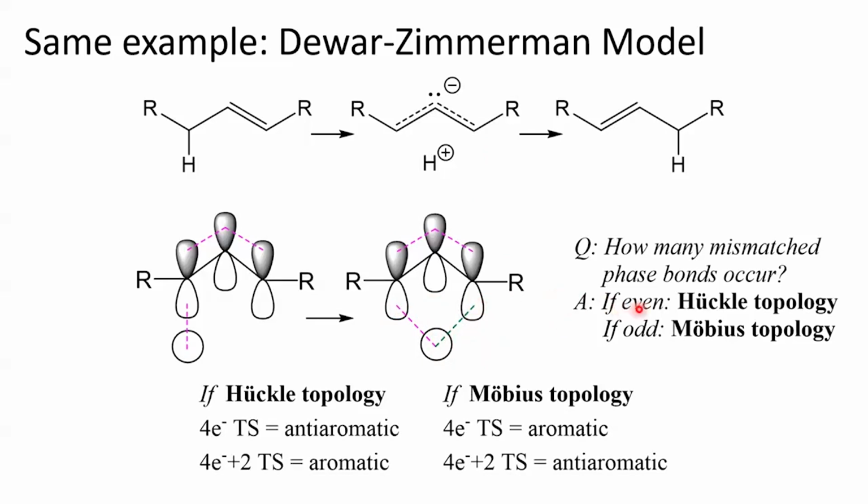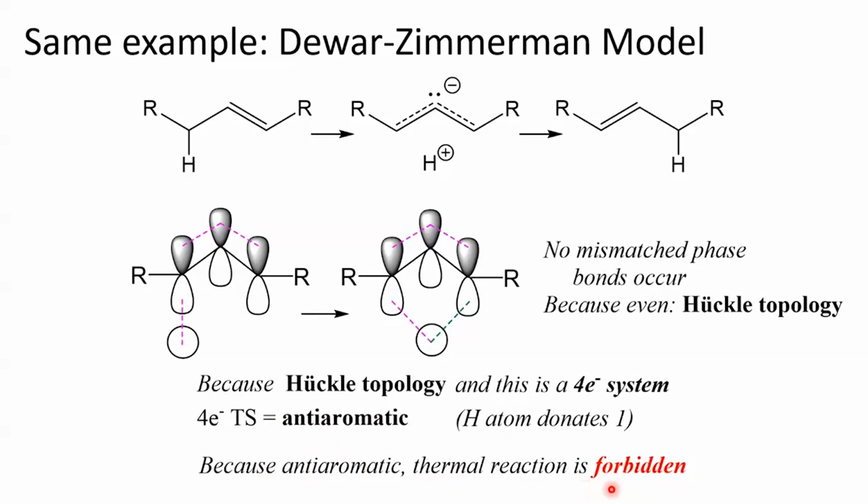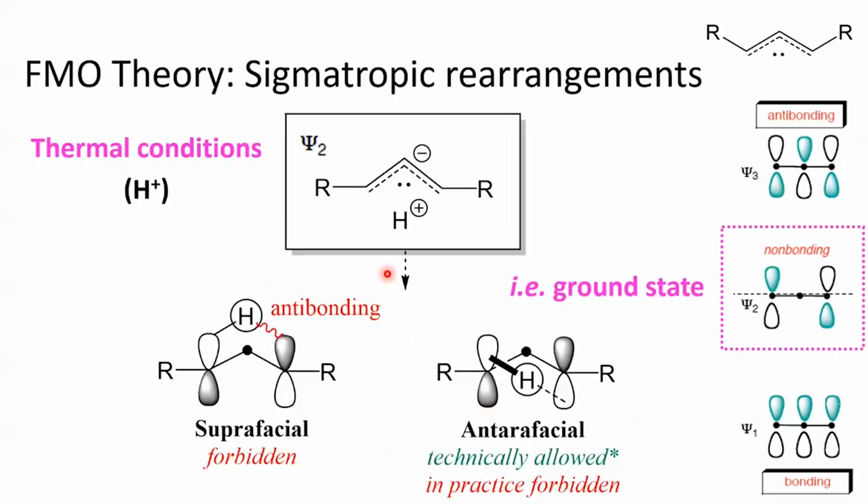So we count 0 as being even, so this is going to be a Huckel topology. We need to know the number of electrons in the system in order to assign it as being aromatic or anti-aromatic. So here we can see 1, 2, 3, and the hydrogen is donating an electron into this pi system. So overall, we count this as 4 because of that extra electron donation. So being Huckel and being 4 electrons, this is an anti-aromatic system. And because it's anti-aromatic, we would say that this thermal reaction is forbidden. And looking back to earlier, we concluded exactly the same thing via frontier molecular orbital theory.